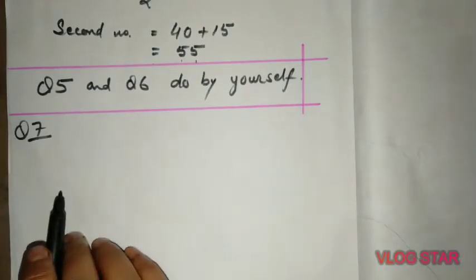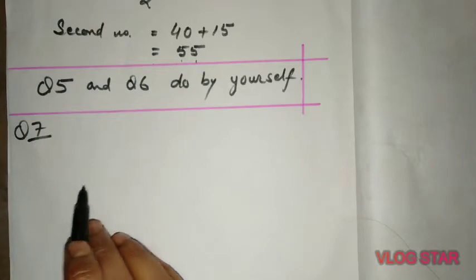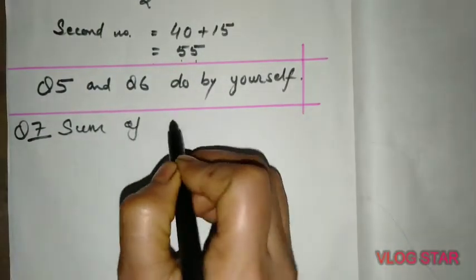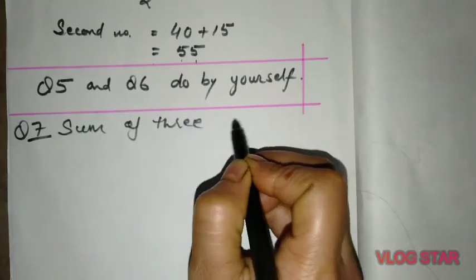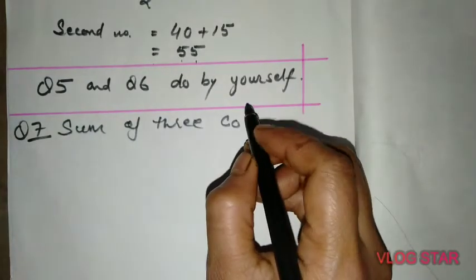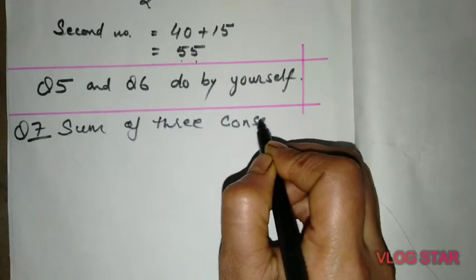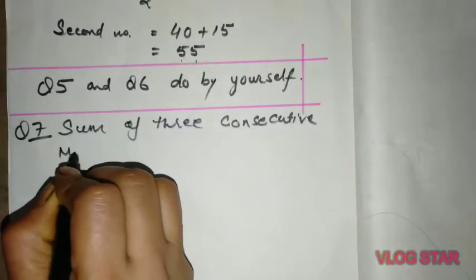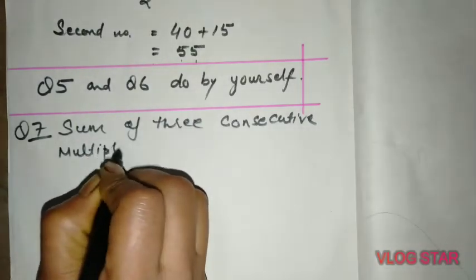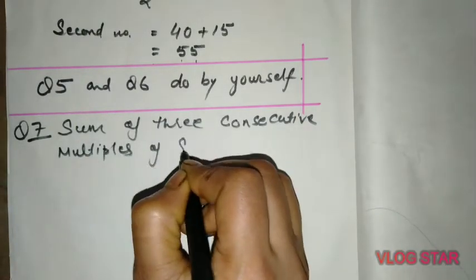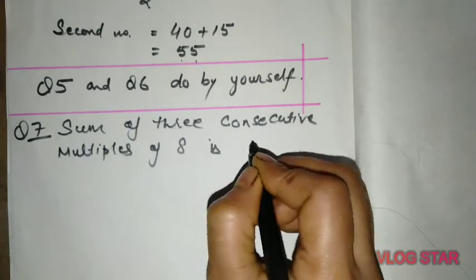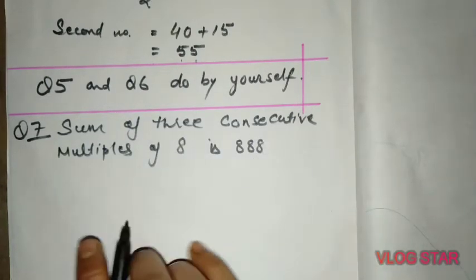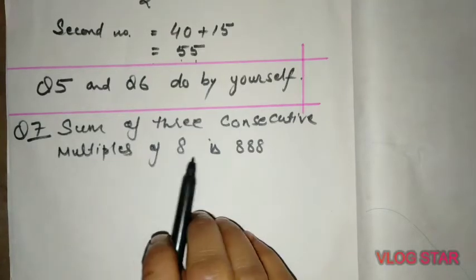Now question number 7. This question number 7 says that the sum of 3 consecutive multiples of 8 is 888. Now you have to understand the multiples of 8.